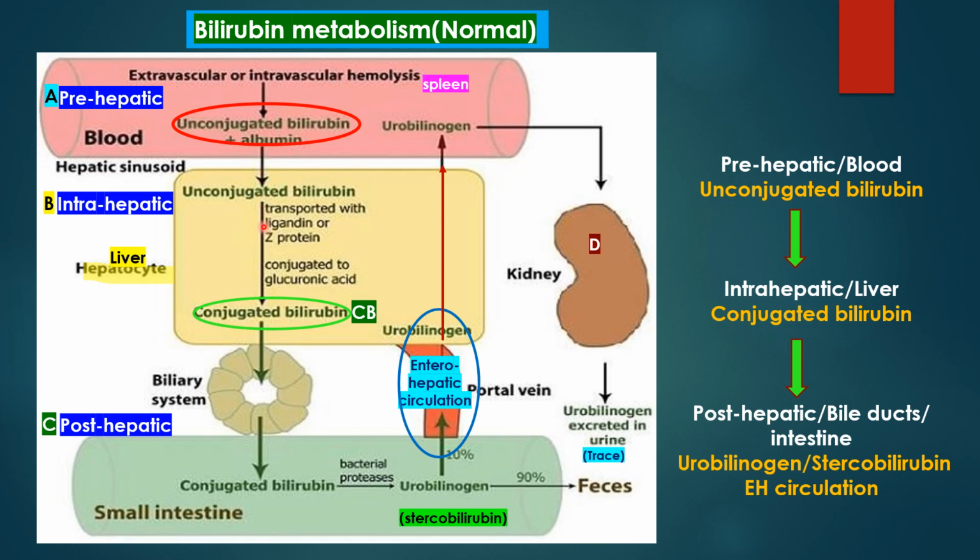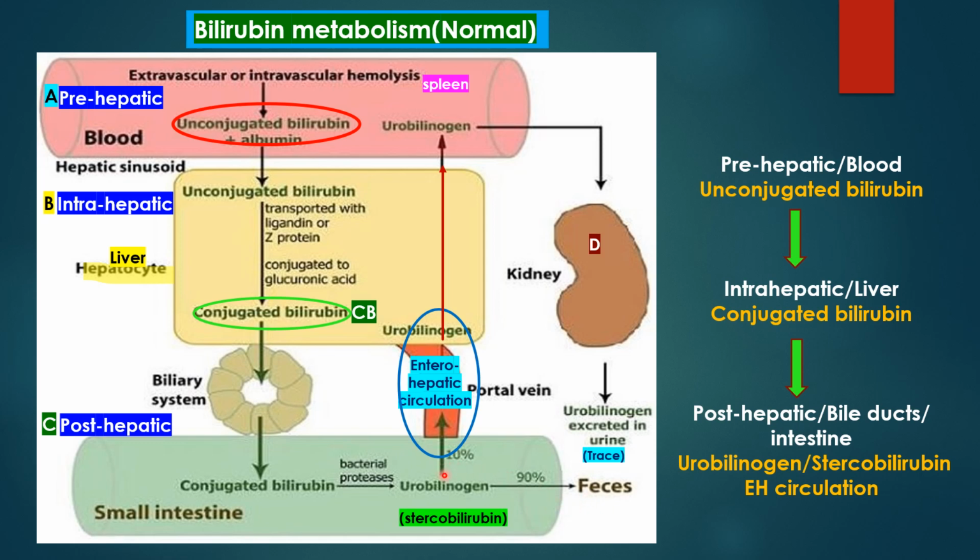It is absorbed into the hepatocytes in the liver in the intrahepatic phase, where the unconjugated bilirubin is conjugated to glucuronic acid, and that results in conjugated bilirubin, or CB as mentioned here. Conjugated bilirubin is then secreted into the bile ducts, and these bile ducts carry the conjugated bilirubin into the small intestine, where the bacteria act on it and convert it to urobilinogen and stercobilinogen. Stercobilinogen is excreted in the feces, which gives the normal brown color to stools.